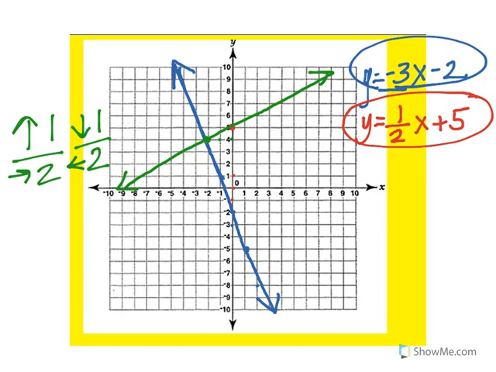And this is going to give me a point at which they intersect. That point where they intersect is going to be at -2, 4. And that is going to be my solution for both of these equations.